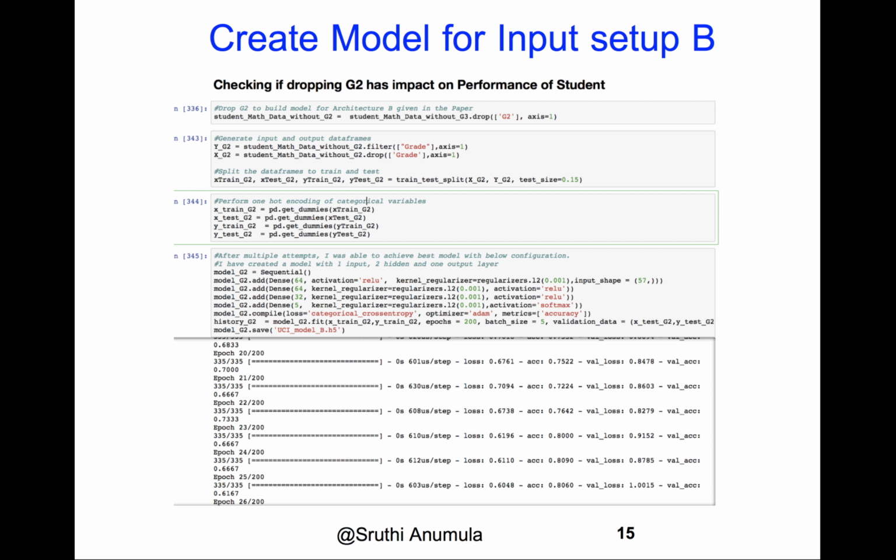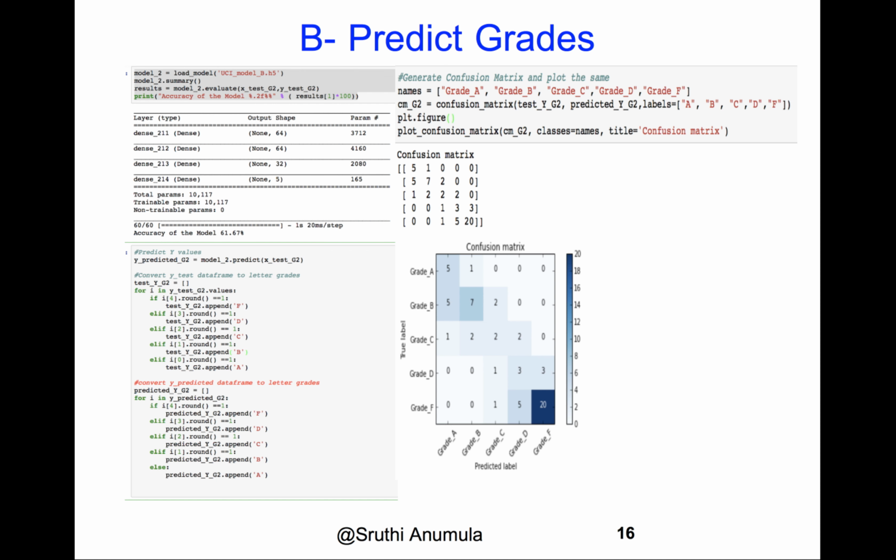Now I went ahead and dropped the second period grade to analyze the impact on the final period grade G3. Once I dropped G2, I created test and train datasets. Now I performed one-hot encoding of the categorical variables and built a model and achieved an accuracy of 61.67%.